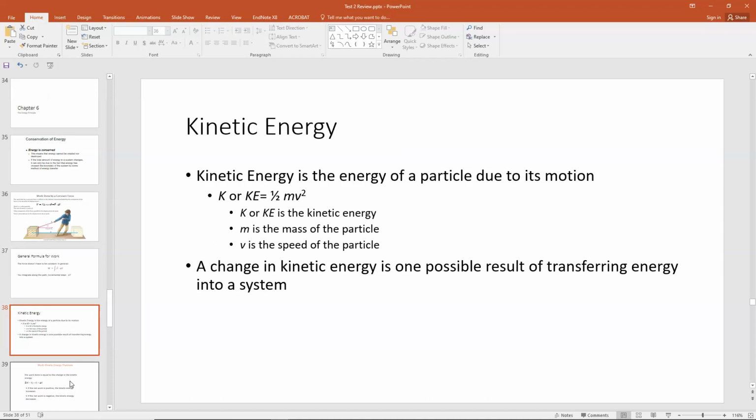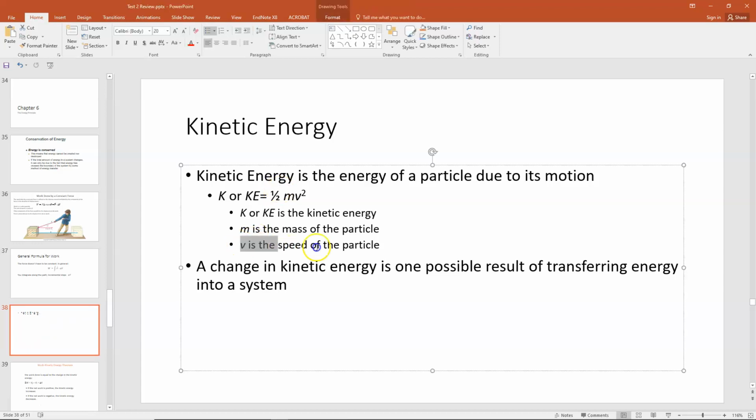The kinetic energy of a particle is due to its motion. The kinetic energy is often symbolized by capital K, and it's 1/2 mv squared. You can also write that as p squared over 2m, the momentum squared divided by 2 times the mass. Here, of course, m is the mass of the particle, and v is the speed of the particle. Kinetic energy is a scalar, and so you know that you must plug speed in there. Remember that a change in kinetic energy is one possible result of transferring energy into a system.